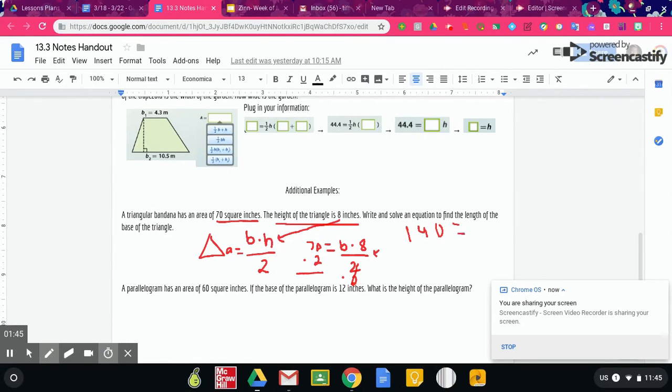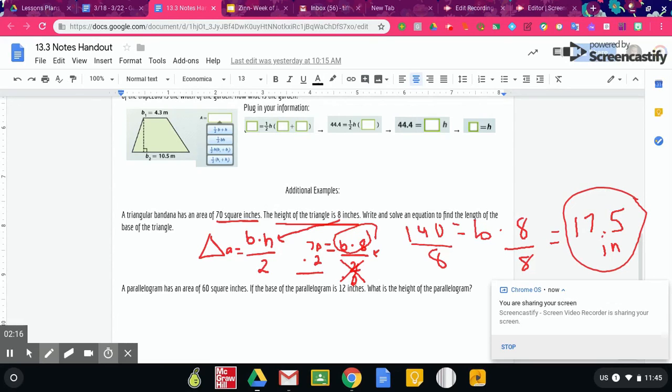I know my handwriting is sloppy, but it's really hard to write with this. I got rid of this, but I still have this. So I got to set it equal to B times 8. And now this is a one-step equation. So the opposite of multiplying by 8 is to divide by 8. And let's see, 140 divided by 8 is 17.5. So your base of this triangle is 17.5 inches.